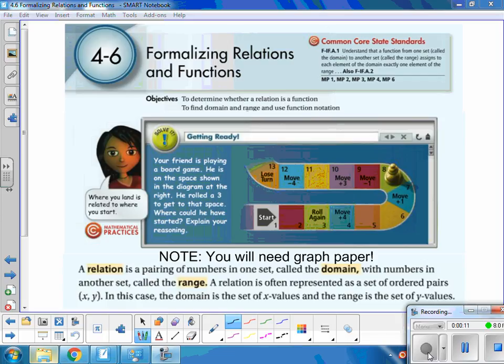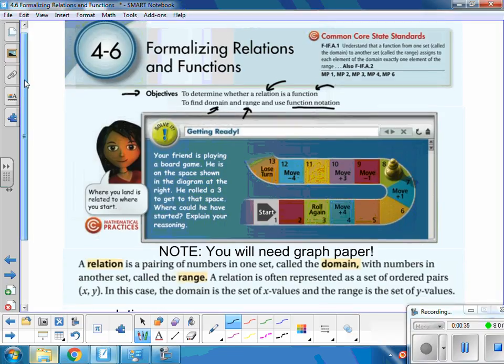So our main objective today, we got a few things going on. We're determining whether a relation is a function. So we're trying to see, as two things relate to each other, are they a function? And then we're going to find the domain and range of that relation. And then we're also going to use function notation. So we got a lot going on, so go ahead and have a seat, let's get comfortable and let's learn some stuff.